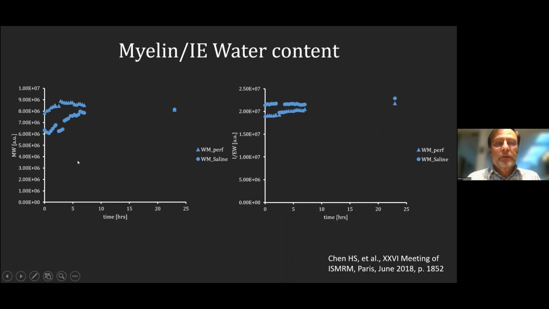This is the most important information that we actually got. That basically shows that the increase in myelin water fraction is because of the increase in the myelin water rather than the decrease in intracellular water, which we initially expected. The intracellular water didn't really change all that much, whereas the myelin water definitely increased with the fixation.